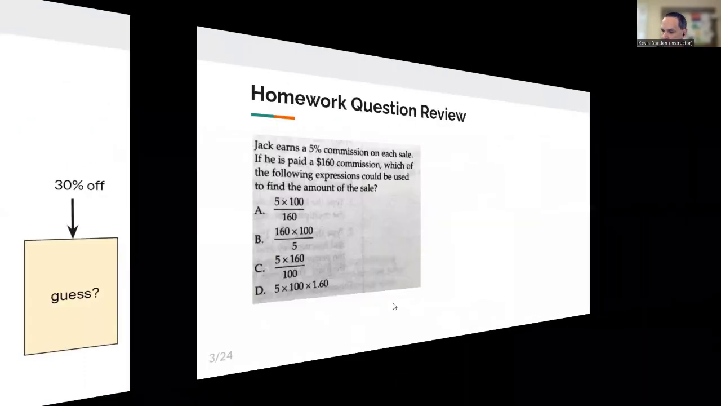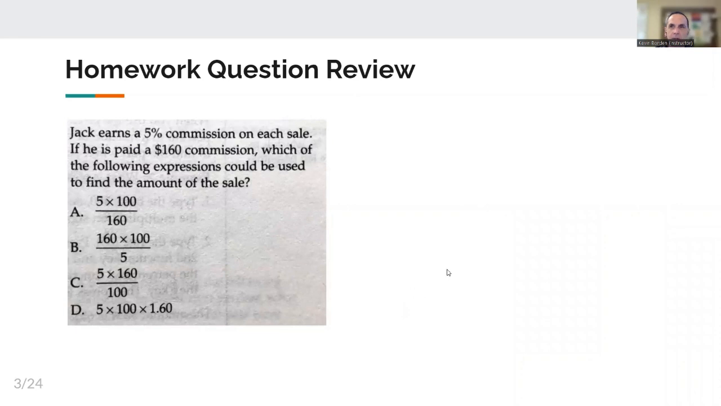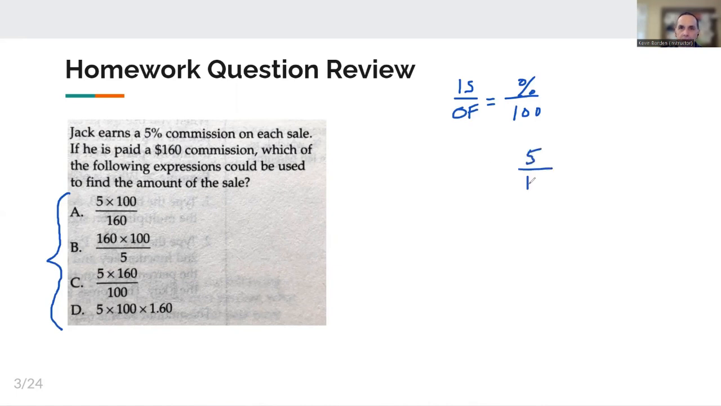Okay. I think we have one more problem here. This is an example. I've talked about how the GED people seem to like these questions where instead of giving the answer, you end up giving like what you would put in the calculator in order to find the answer. So it's important that we understand how to do these. This is a problem that is going to involve our is over of equals percent over 100 equation. So Jack earns a 5% commission on each sale. We know where to put the 5%. That goes up here.